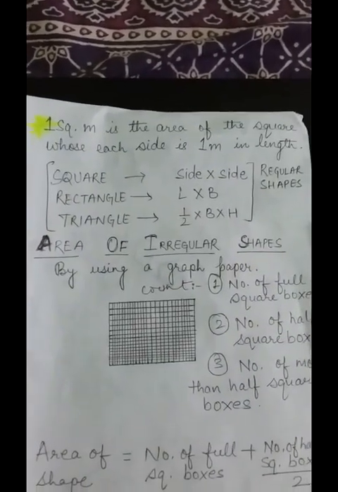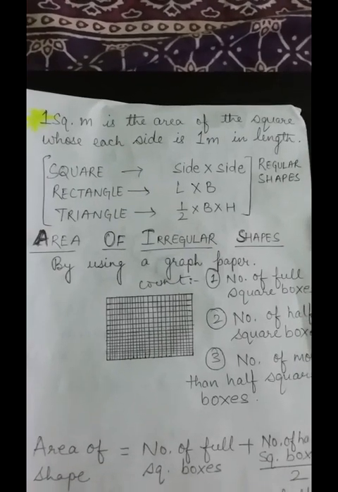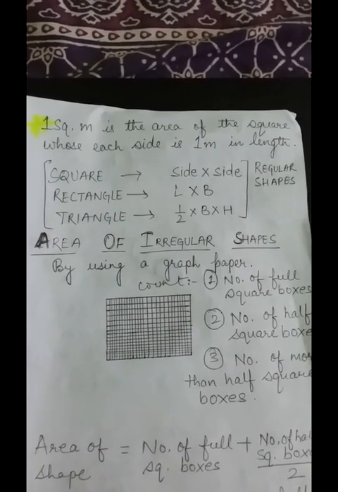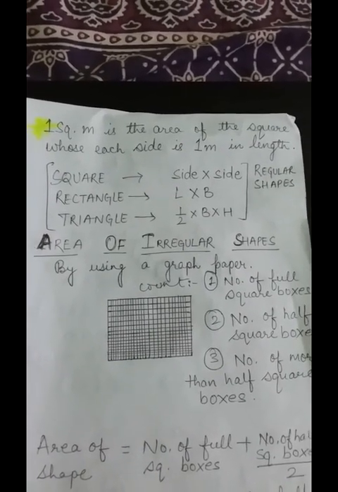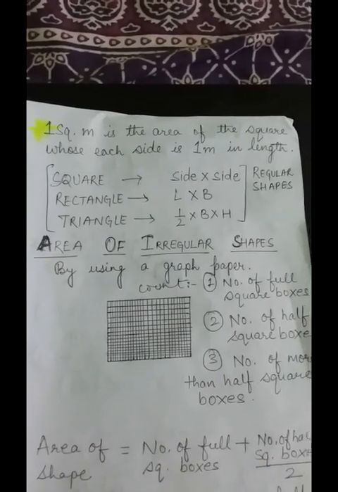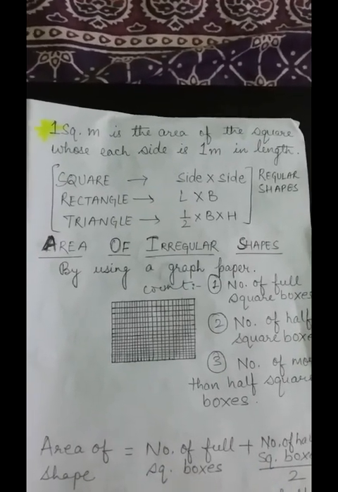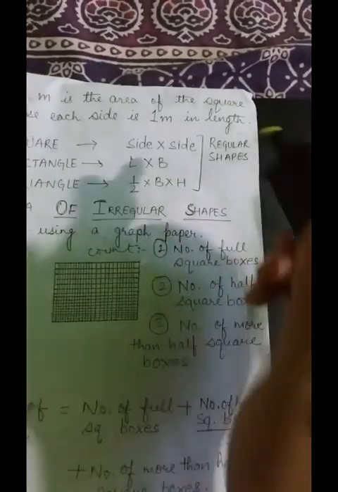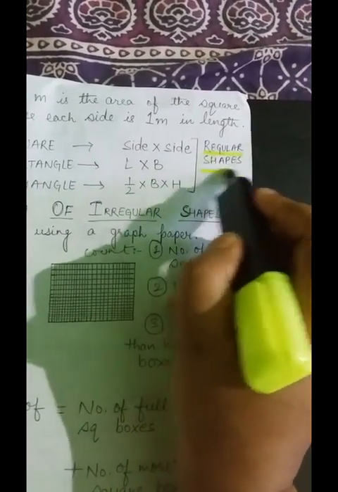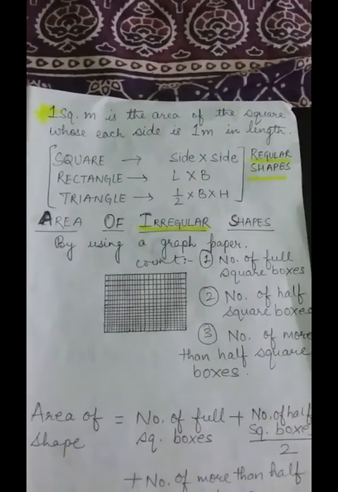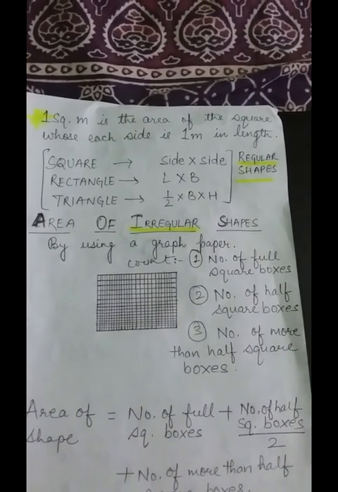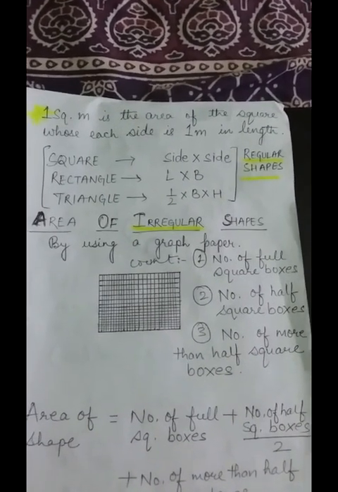We have discussed what is the formula for area of a square. It is side into side, and rectangle is length into breadth, triangle is half base into height. These are all your regular shapes, or you can also say plane figures. Now we will discuss regular shapes and irregular shapes. Regular shapes have a proper or definite length they are made up of, and irregular shapes do not have any proper length, breadth or height.